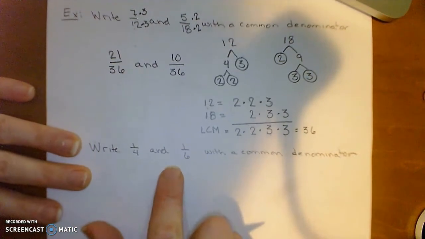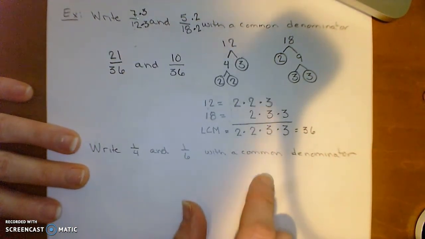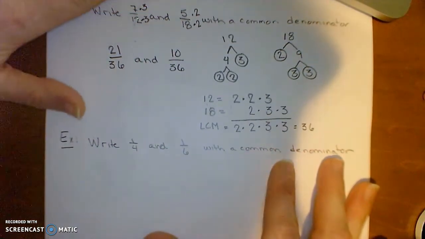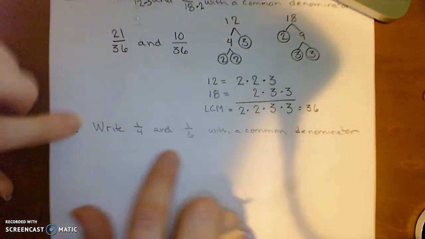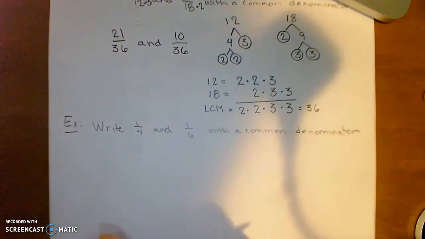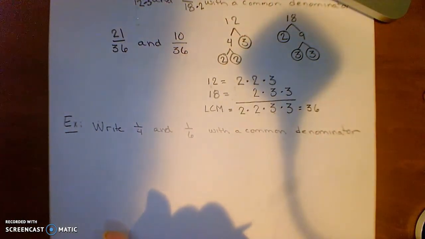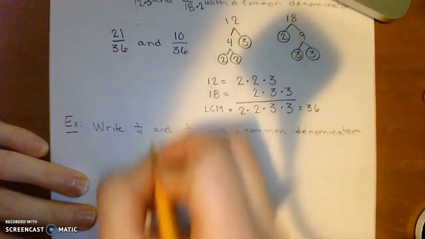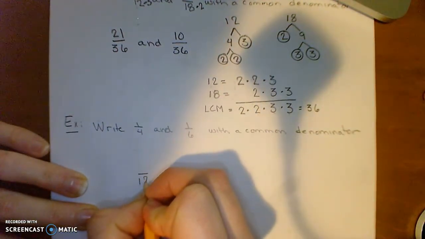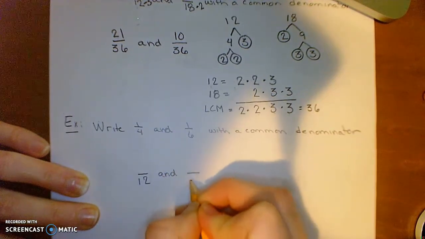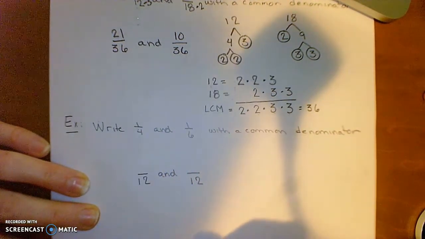1/4 and 1/6 with a common denominator. And again, we like to write it with the least common denominator. These numbers are pretty small, so I can think of a couple numbers that they both go into, like 4 and 6 both multiply together to give you 24. But there's a smaller number that they also go into, and that's the number 12. So I'm going to write 1/4 with a denominator of 12, and I'll write 1/6 with a denominator of 12.